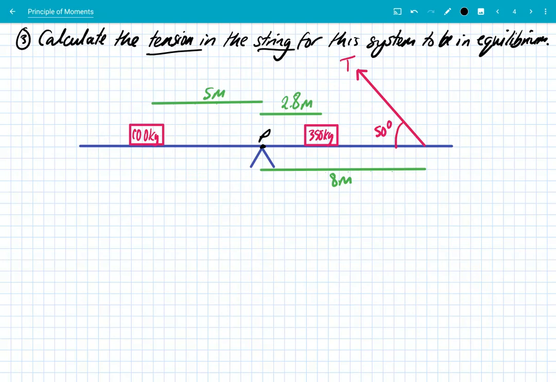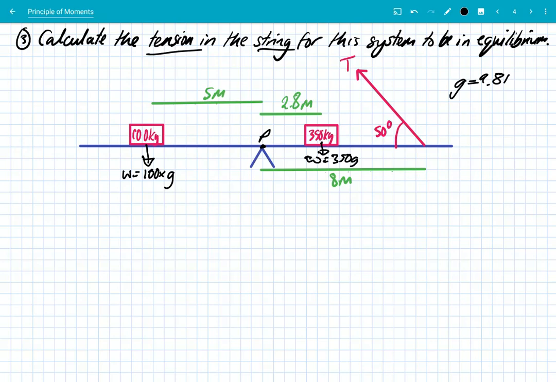Here's our pivot at the middle. We've got a mass here, so we want to make sure that we convert that to a weight. So weight is 100 times g, and remember that g is equal to 9.81. We've got another one here, so that's going to be weight is equal to 350 g. And now we've got this tension in a string, and it's acting at an angle.